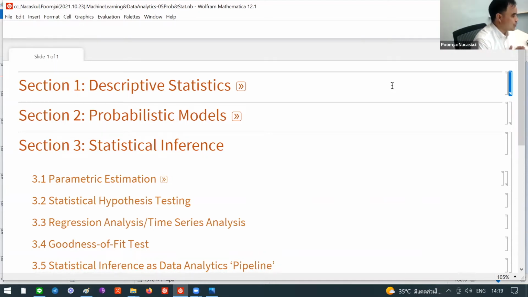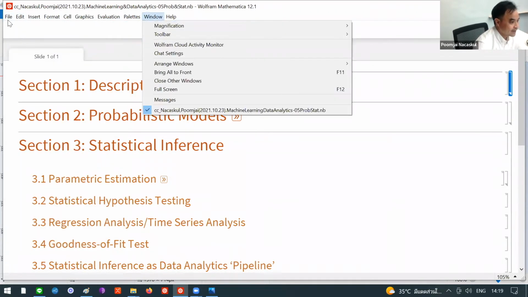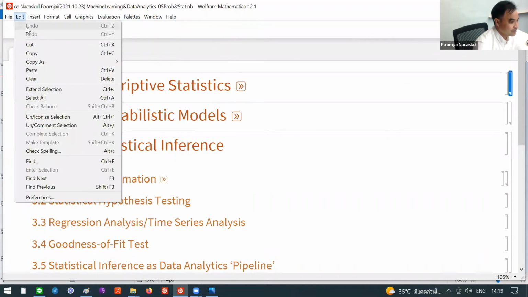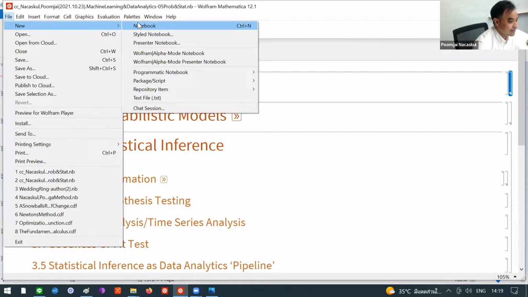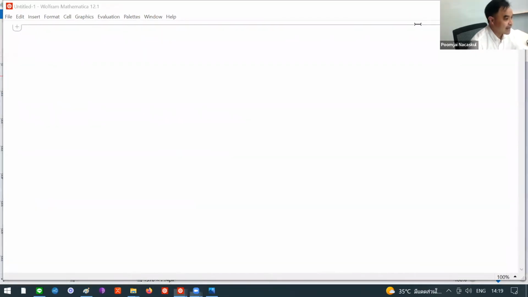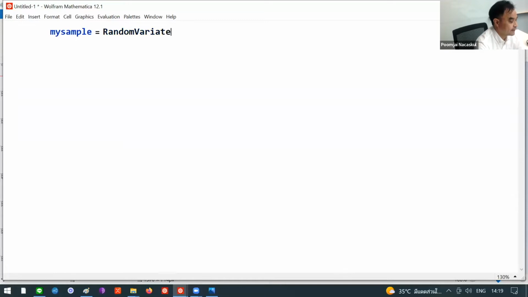Now let's go back to something like a real world example. Okay. So let's say, and I'm going to do this just arbitrary. New notebook. Now you can start playing with this. Just type in the way I type, but let's say my sample is equal to random variate. Random variate, and just open bracket.